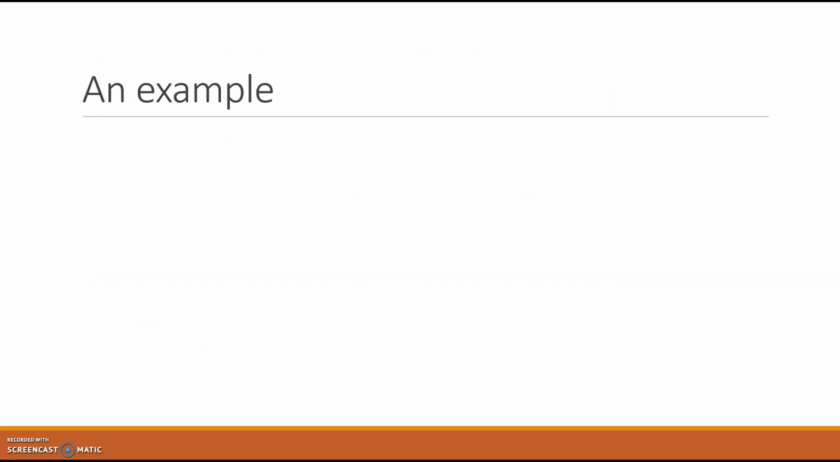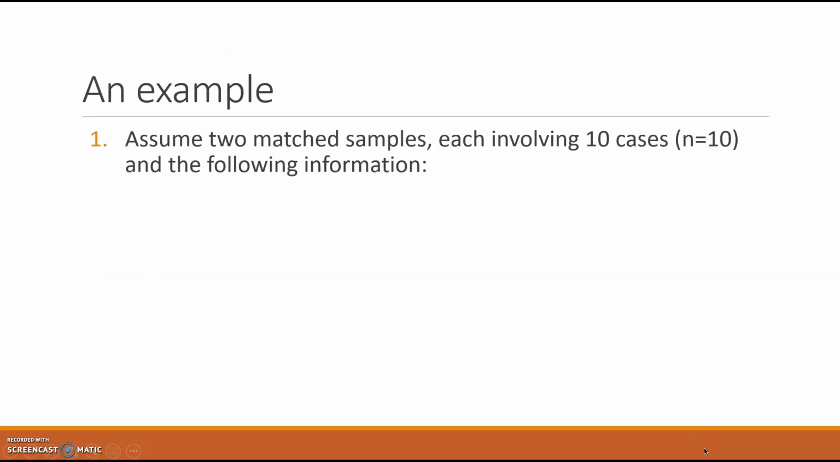Okay? An example. Examples are always good. Assuming two matched samples, each involving 10 cases, therefore n equals 10. There's one of your numbers, and the following information: the mean of the differences. See, this one's giving you the numbers. All you've got to do is plug them in and do the math.